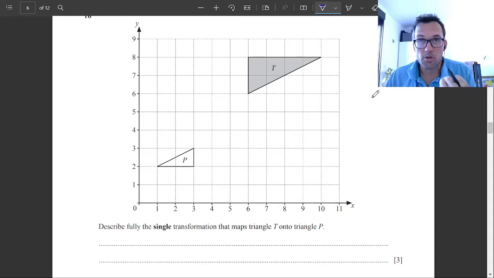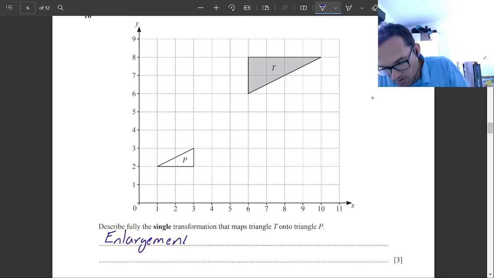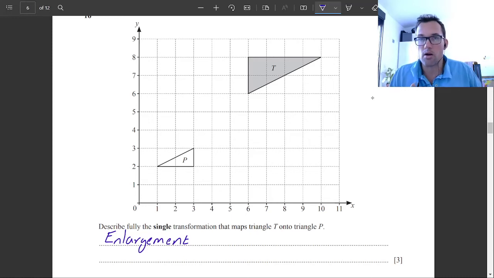The first thing we need to notice is that the size of the shape has changed. From T to P it's gotten smaller. So there can only be one transformation, and that's an enlargement. Even though it got smaller, it's an enlargement. So that's the first thing you need to write down, an enlargement, and you get 1 mark. Now I know it's confusing because it looks like it spun around or flipped over, and you're tempted to go for a rotation or a reflection, but it says in bold, single transformation. So enlargement through and through.